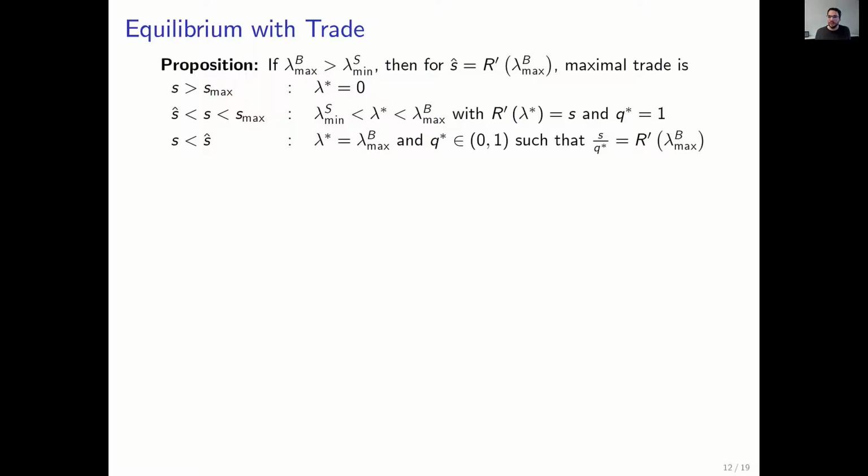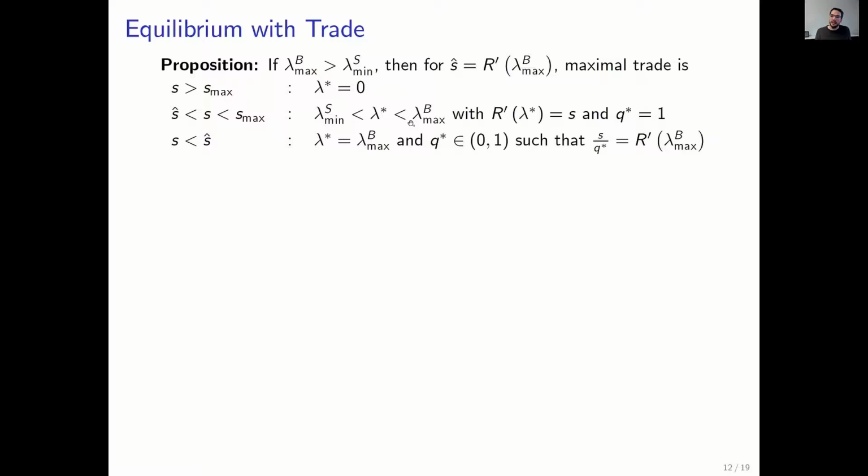Lambda star is equal to 0. That's obvious. For some intermediate region between the cutoff S hat and S max, the seller will choose a lambda star that is strictly positive above the minimal scale, at which marginal revenue R prime at lambda star is equal to S, and all the bidders who are contacted are happily entering. They're happily entering because lambda star is below lambda V max.